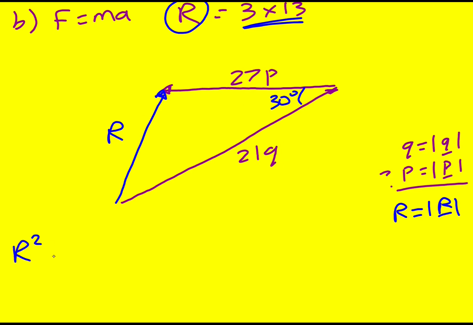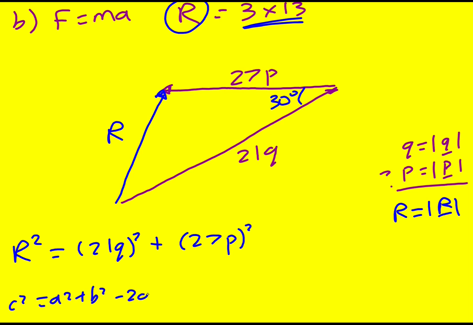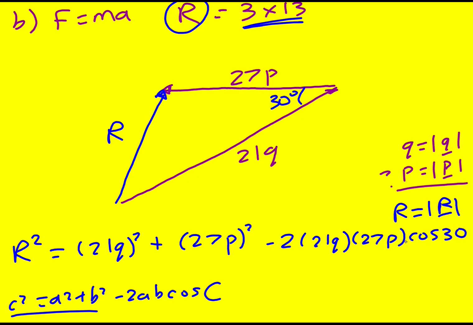R squared is going to be 21q squared plus 27p squared, because, remember, it's c squared equals a squared plus b squared minus 2ab cos c. That's the one I always use because it links to Pythagoras' theorem nicely. And then I'm minusing 2 times 21q times 27p times cos 30. Now cos 30, that's an exact value to know. It's actually root 3 over 2. So the 2 and the 2 cancel there.